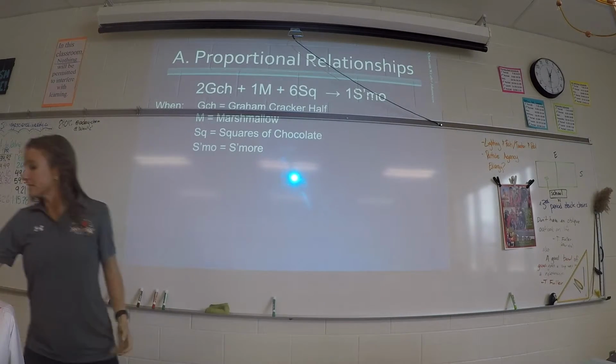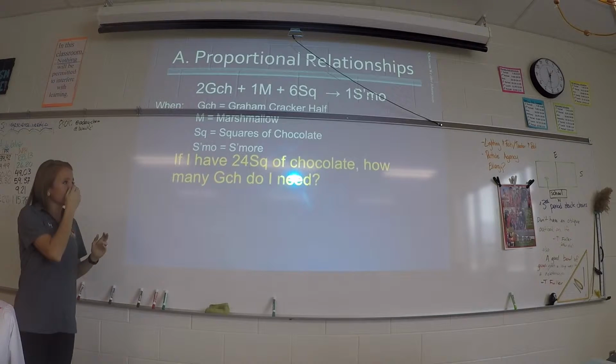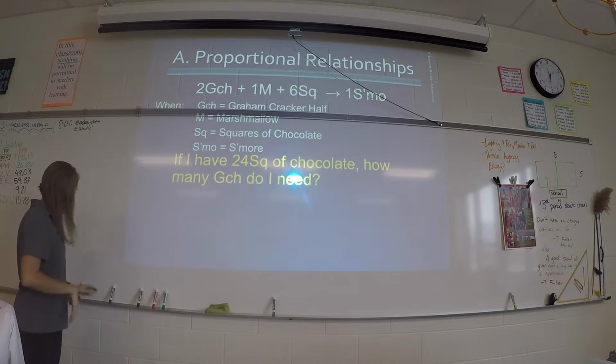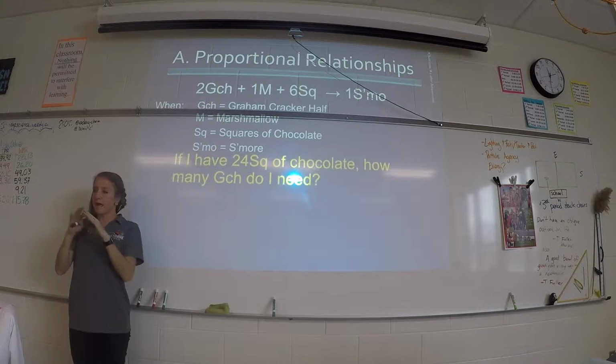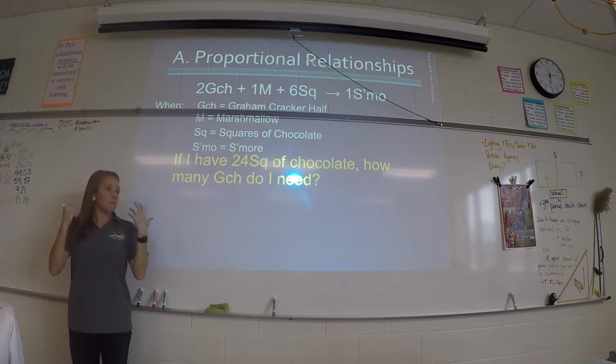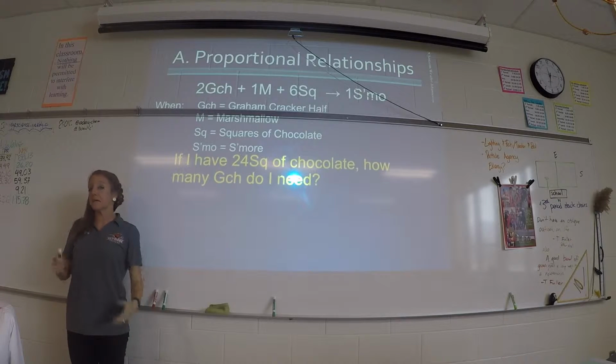So let's say, for example, if I have 24 squares of chocolate, and I want to make the max number of s'mores, okay? So I don't want any chocolate to go to waste. And we want to figure out how many graham crackers I need to make that possible, okay?